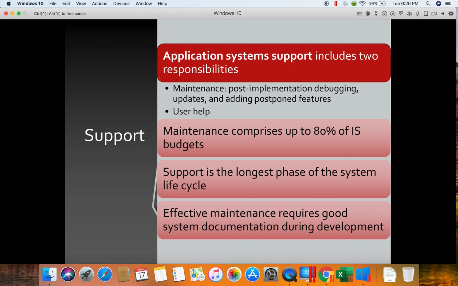There's also maintenance that needs to be done. Post-implementation corrections, debugging, corrections of bugs or problems, as well as updating, making changes and fixes, and adding new features that perhaps were postponed during the initial implementation process.